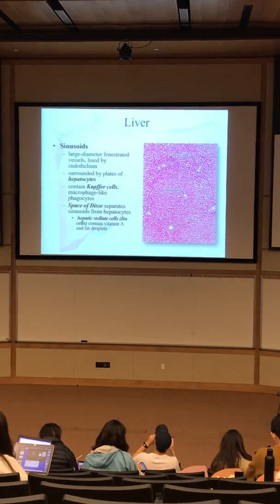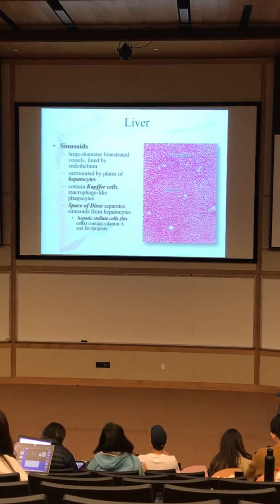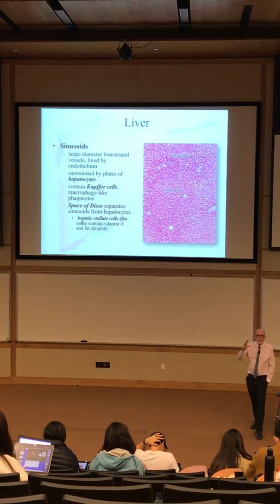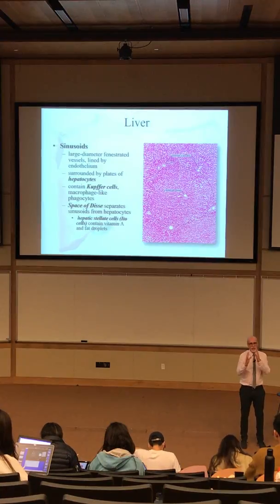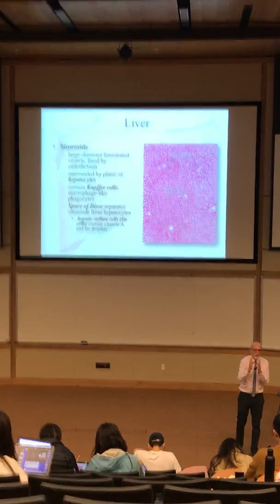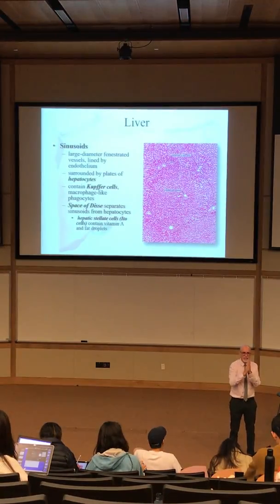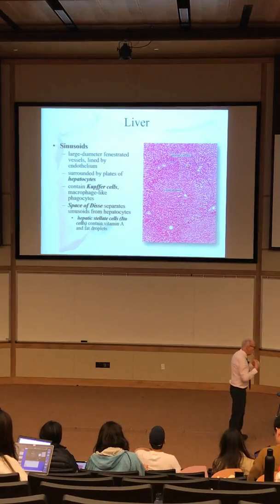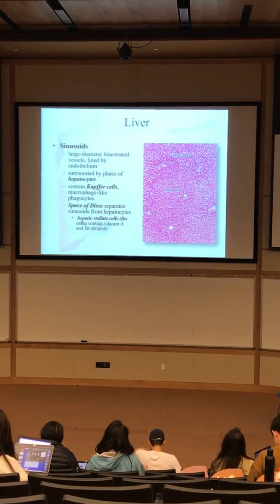All right. Now, the space of Disse is part of the hepatocyte, but it's at the interface between the hepatocyte and the sinusoid. So rather than the surface of the hepatocyte directly contacting the endothelial cell, there is a little space in between them, and this is the space of Disse. I don't know why that space needs to be there. We'll look at some pictures and hopefully it'll help to clarify things a little bit.